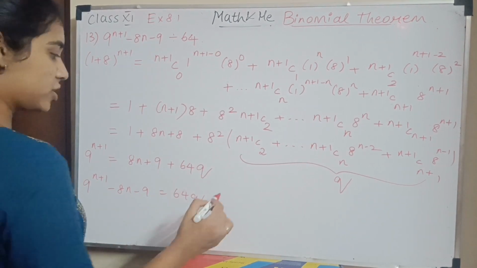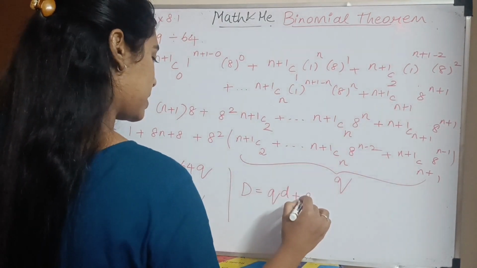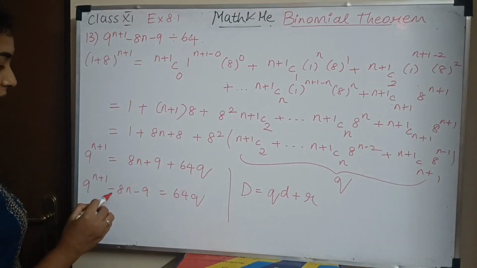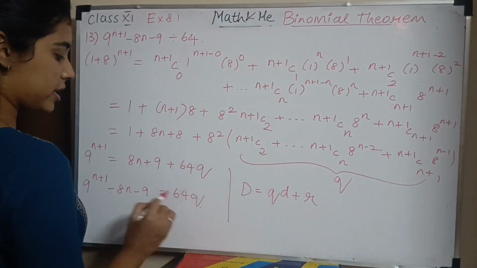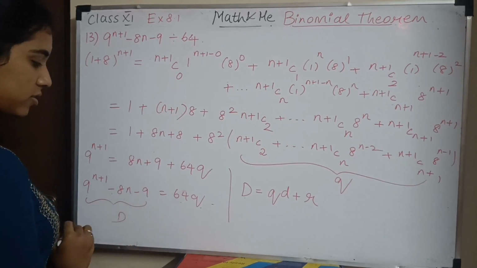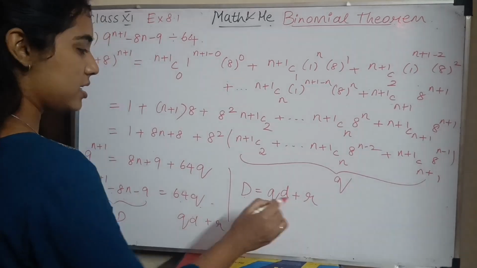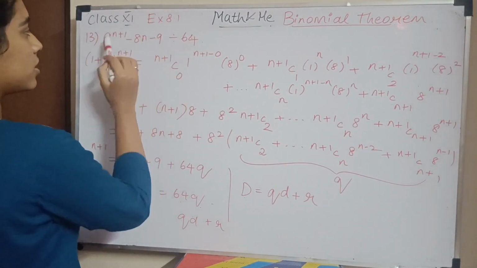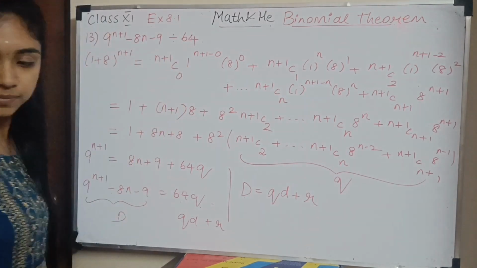So this is of the form dividend equals quotient into divisor plus remainder, where your dividend is 9 to the power n plus 1 minus 8n minus 9, where your quotient is q, where your divisor is 64. So there is no remainder. This is your whole dividend in this case. Okay, dividend equals q times divisor plus r, where r is 0. R is 0, so the given expression is divisible by 64.